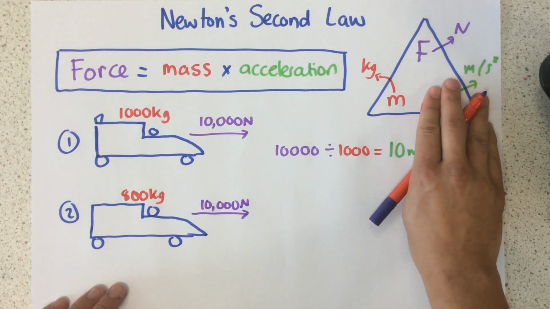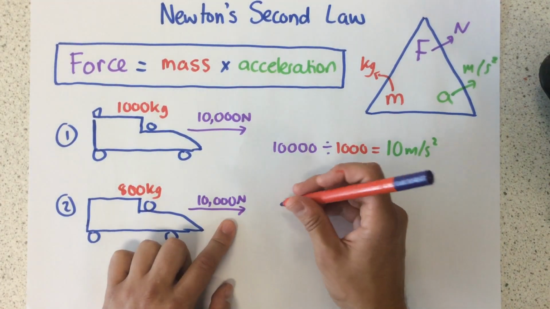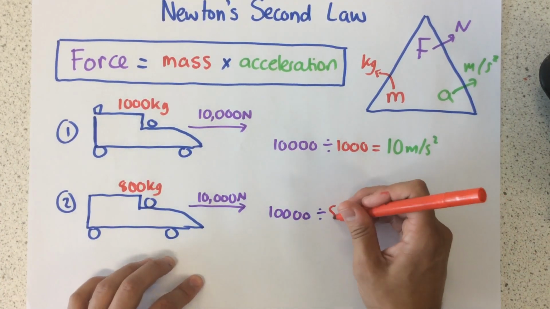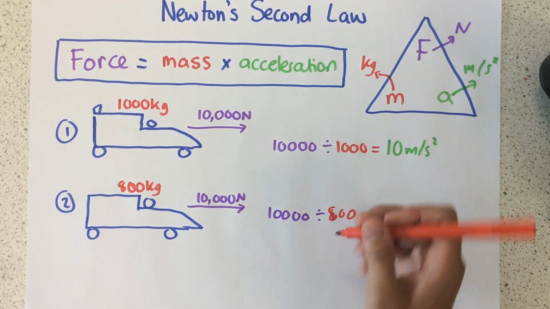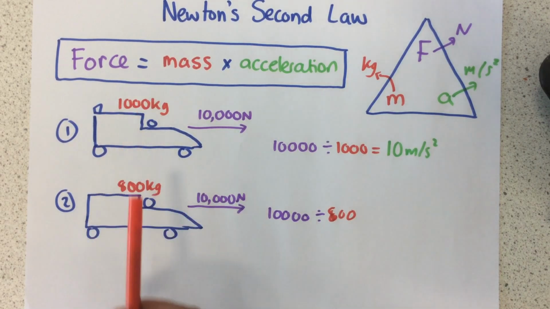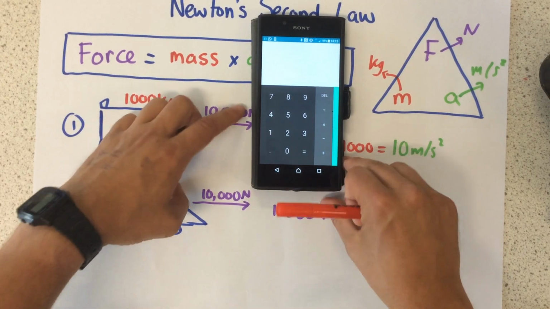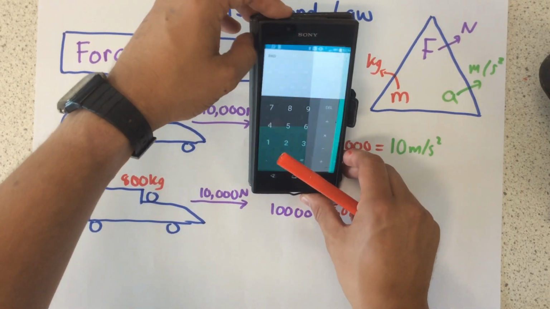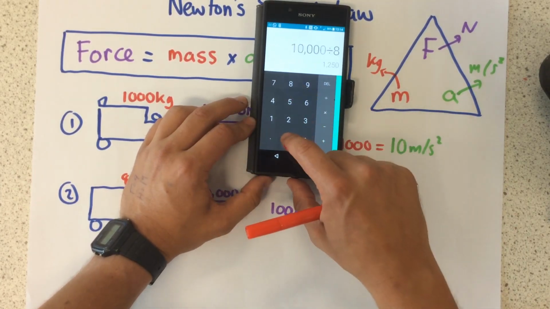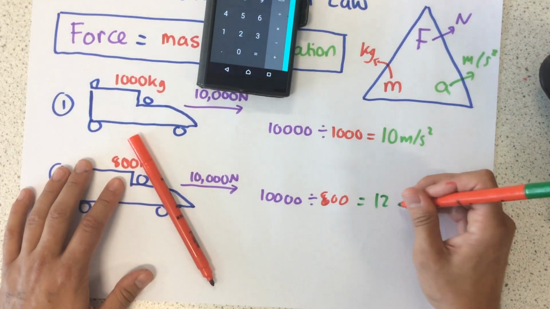So again, let's find the acceleration of this one to see how mass affects acceleration. So again, we have 10,000, but this time we're going to divide it by 800 instead of dividing it by 1,000, because this one has got a different mass than this one here. So I'll just quickly use my calculator. Obviously you'll have a scientific one, but I'm just using my phone so it shows up nicely on the video. So 10,000 divided by 800, the acceleration would be 12.5 meters per second squared.